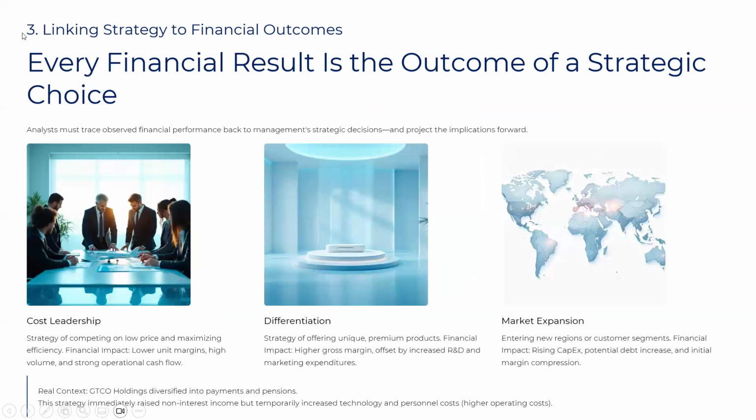Now, the third thing we are looking at today is linking strategy to financial outcomes. Every financial result is the outcome of a strategic choice. So strategy is very important in our financial decisions. Analysts must trace observed financial performance back to management's strategic decisions and project the implications forward.